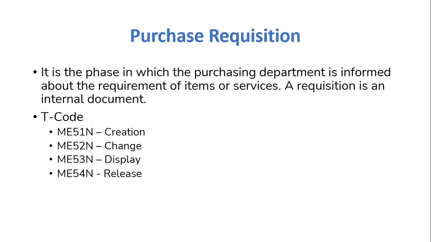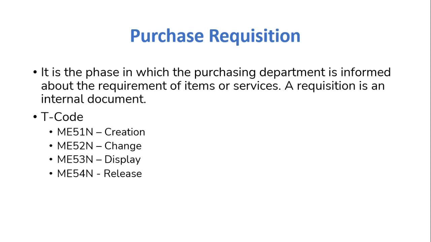It is the phase in which the purchasing department is informed about the requirement of items or services. A requisition is an internal document. So whatever the material is needed or any services are needed, it's an internal document generally generated in the SAP system. They manually communicate to the purchase department. Based on that item, the purchase team will route to the particular vendor and get the material.